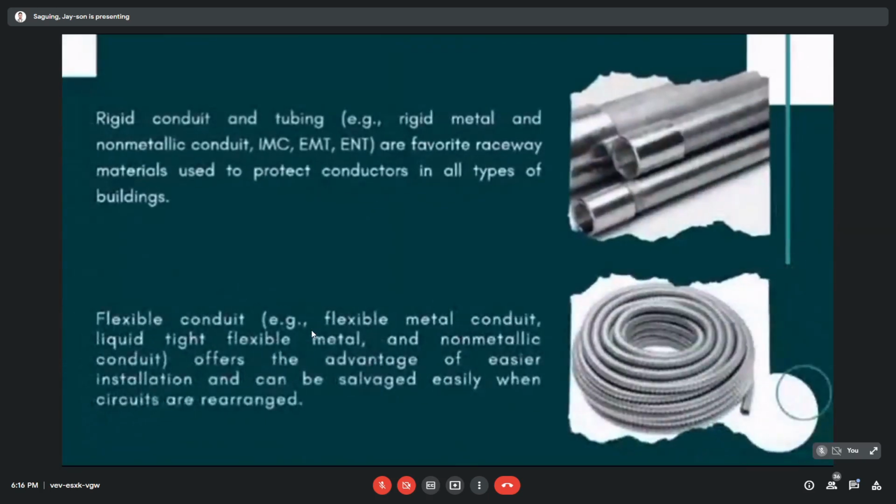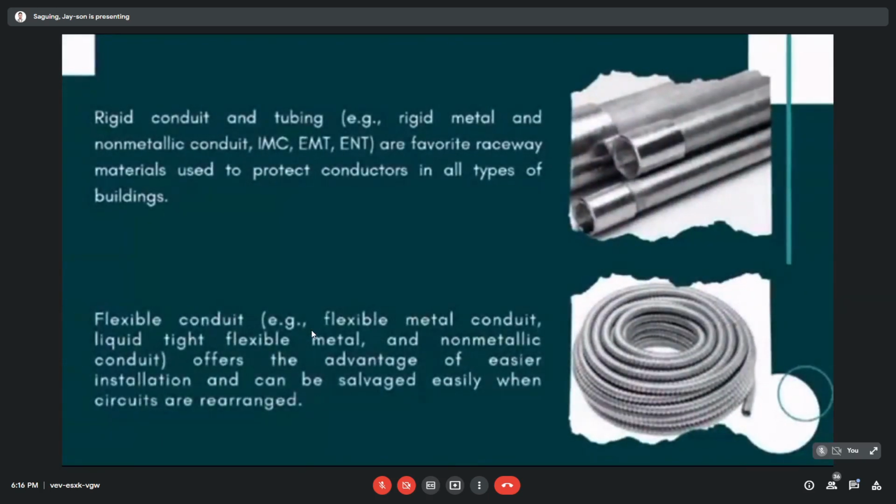Rigid conduit and tubing are favorite raceway materials that are used to protect conductors in all types of buildings. Because it is available in straight lengths, it must be bent to accommodate changes in direction. To prevent stretching of conductors as they are pulled through the conduit or tube, bends must be made no smaller than the minimum radius specified by code, about 6 to 8 times the conduit diameter.